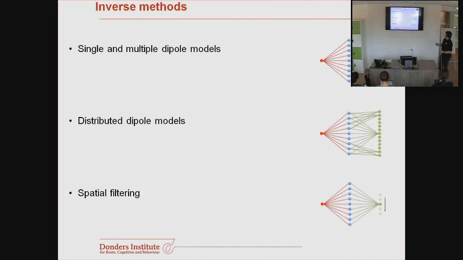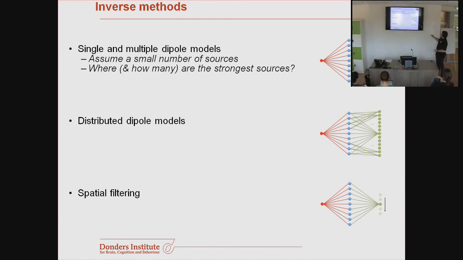Consider a source pictured here in red that is projecting on some set of channels you might have, pictured in blue. In some of the inverse methods, for instance single and multiple dipole models, you assume that a small number of sources will explain most of the variance in your data. The question you ask is where, or how many, are those sources that will explain my data. So you take a dipole, put it into the space that you want to reconstruct, and fit it around until it matches the red representation. You compute a fit until you explain the data.